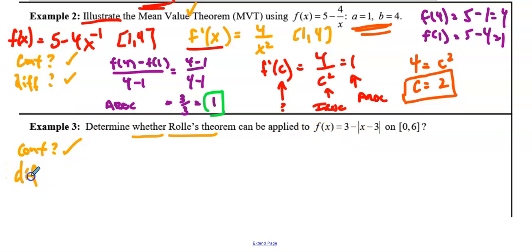Now the question is: is it differentiable on the interval from 0 to 6? Well, what happens when we look at x equals 3? We know that at x equals 3, this absolute value becomes 0. So we know that the graph, without doing a crazy sketch, is going to look something like this. So at x equals 3, it's not differentiable, because there's a sharp corner here.